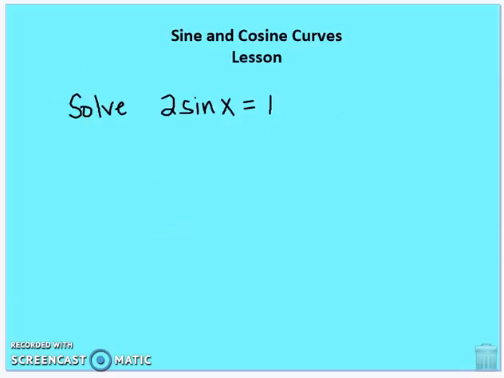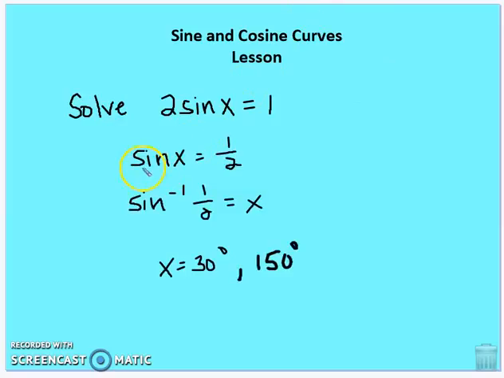Solve 2 sine x is equal to 1. So there are two parts to this. The first part is to divide both sides by 2. Sine x is equal to 1/2. And then I'm going to solve for x. I take the inverse sine of 1/2 is equal to x. And then in degrees, I have to provide both answers, 30 degrees and 150 degrees. I should tell you that the x value needs to be between 0 and 360 degrees for this. So I'm defining the domain.